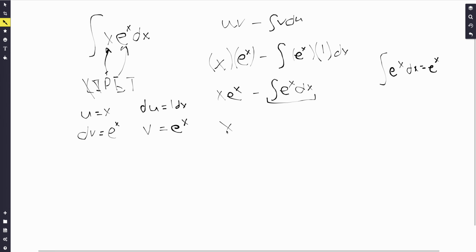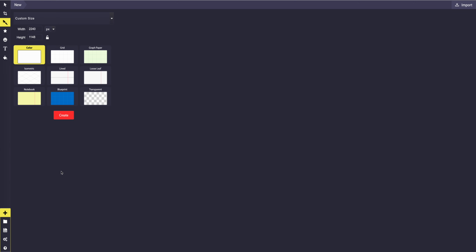So the final answer for this would be x e to the power of x minus e to the power of x plus c. And that is our final answer for this question. So yeah, with these questions you have to notice a pattern when you have to use this. So here we obviously knew we had to use it because we're multiplying the two things. Whenever you're multiplying the two things, it becomes easier to use this method. Okay, let's go to the next question.